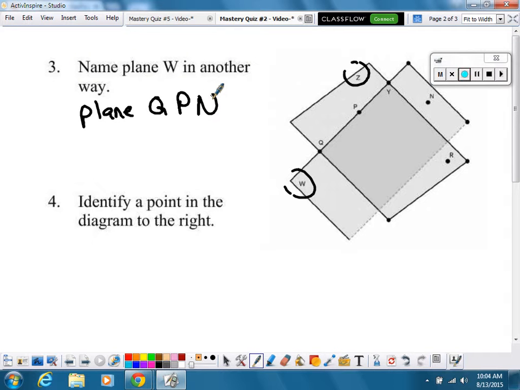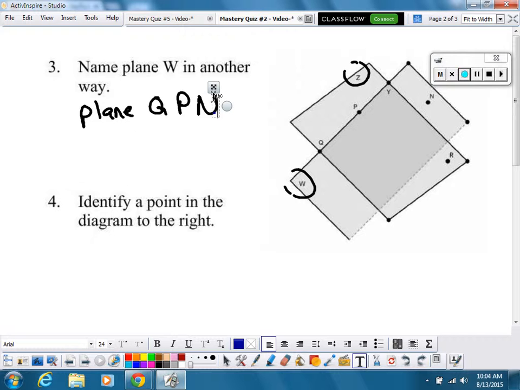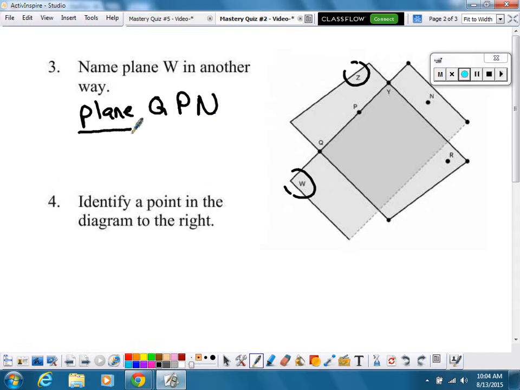When you name a plane, be careful and make sure you use the word plane as you start your naming of that plane. Just the 3 letters isn't going to be good enough. Make sure you use the word plane. I could use other letters as well. That is just one example. Just make sure you choose 3 points that are not on the same line.